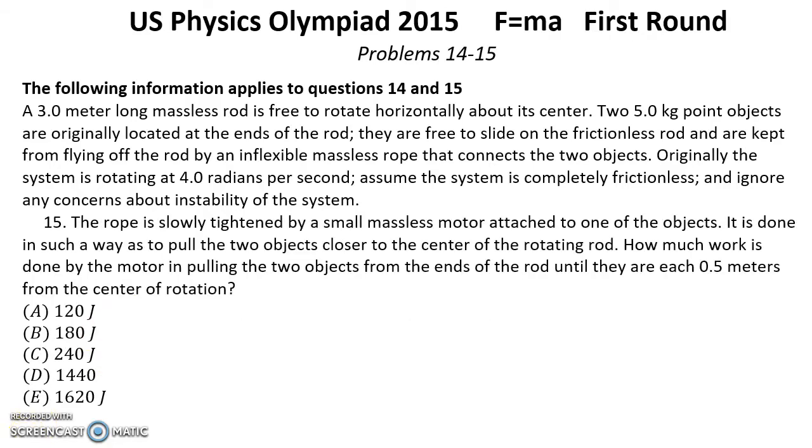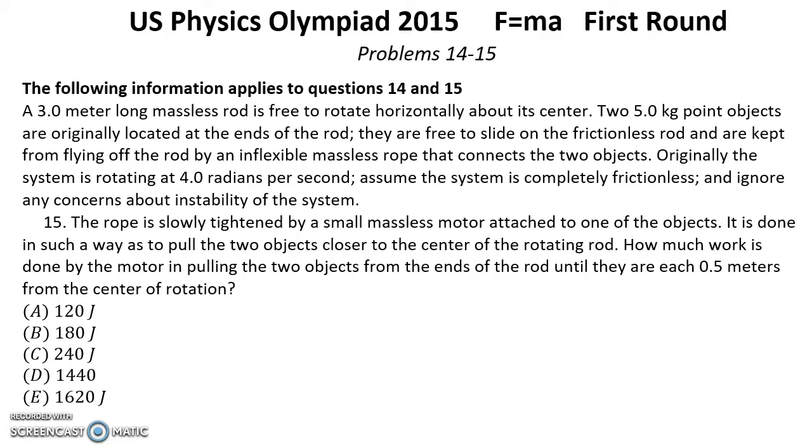Question number 15. The rope is slowly tightened by a small massless motor attached to one of the objects. It is done in such a way as to pull the two objects closer to the center of the rotating rod. How much work is done by the motor in pulling the two objects from the ends of the rod until they are each 0.5 meters from the center of rotation?